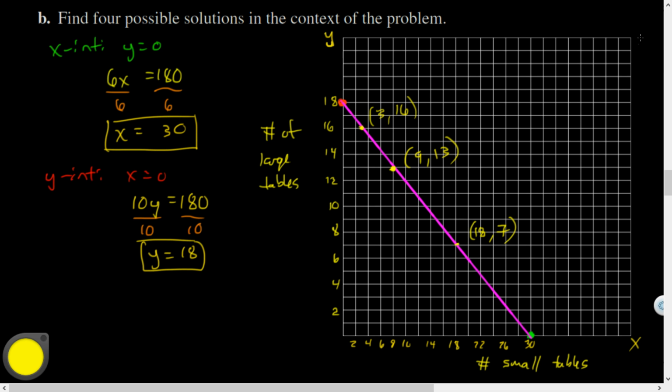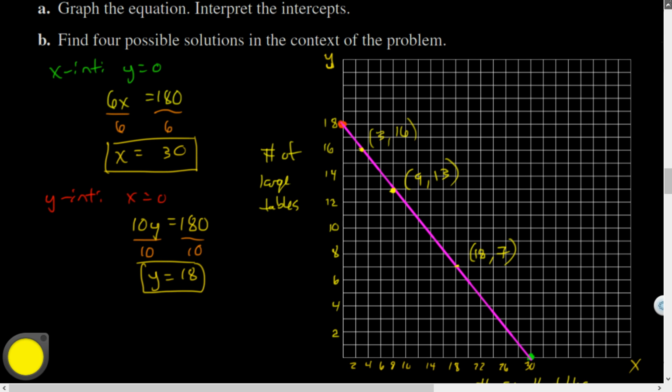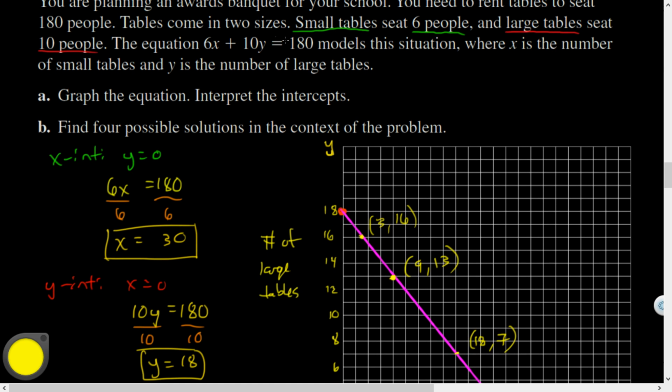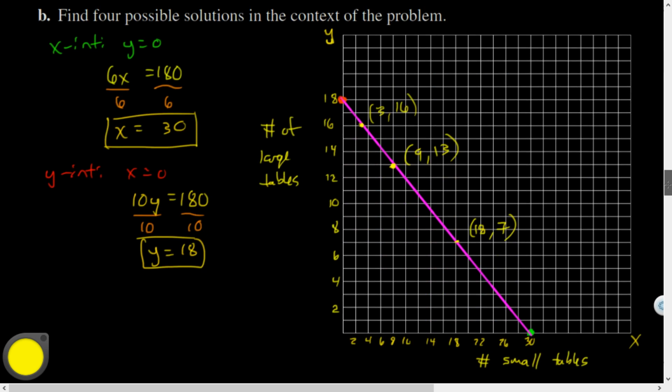And I could check these points by plugging them back into the original equation and just verify that that adds up to 180. So for instance, 3 times 6 would have been 18 plus 16 times 10, that's 160. So that actually only adds up to 178. So that didn't work out perfectly there. Which is one of the limitations of graphs, but it at least gives us a ballpark idea of where we can land because graphs aren't perfectly accurate. But that's the idea, is that I can pick some points on this, and that's what they would represent in terms of the real world problem.